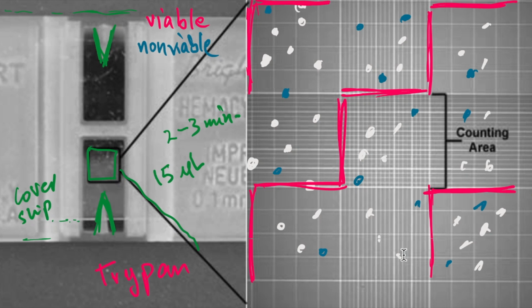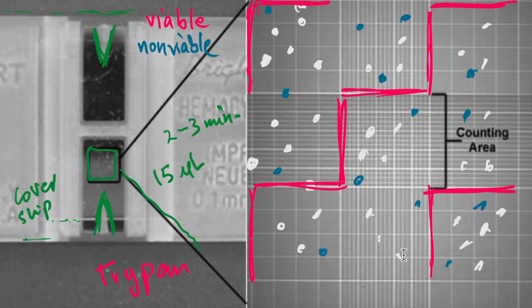So cells that are touching these pink boundaries would be counted in for that particular square. But if they're touching any other boundary, they would not be counted in. So that's one of the rules that would allow us to successfully and accurately count cells. So we're going to go ahead with some of the calculations now.